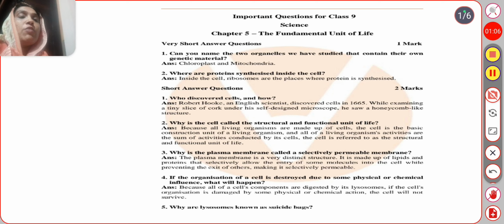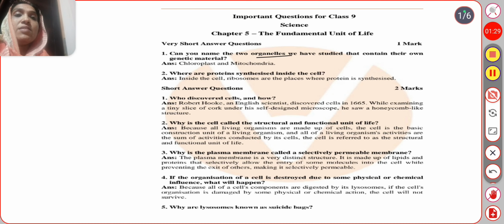Okay, important question for class 9th science, chapter number 5, the fundamental unit of life. Can you name the two organelles we have studied that contain their own genetic material? What they are asking here is the organelles which contain their own genetic material.